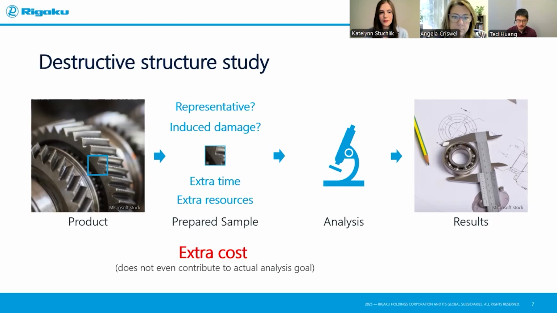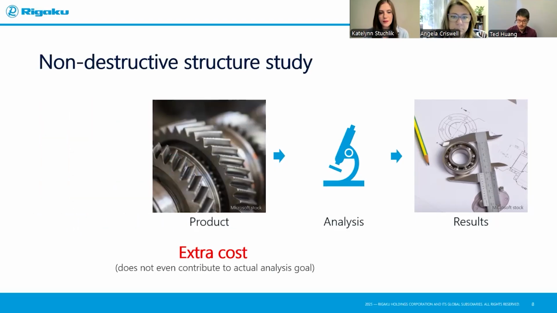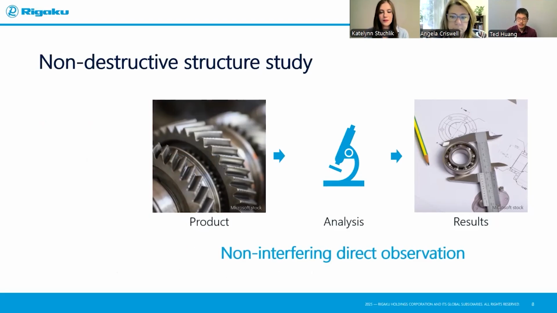Wouldn't it be nice if you can just skip it? Well, with some smart planning and with non-destructive structure study capability, you can skip this step and just look at your product, do the analysis, and get the results, hence getting rid of the extra cost. This means you have a non-interfering direct observation tool. Now, with this capability, it opens up a lot of freedom for you to think about other opportunities of complex dynamic scenario setup. So it opens up the portal for you to do easier 4D studies.